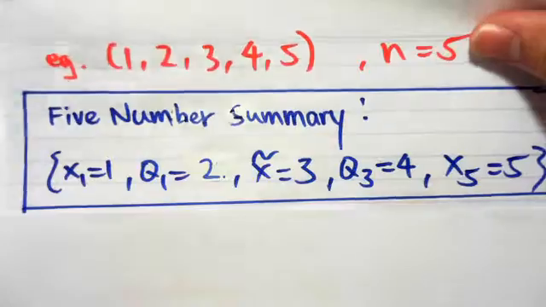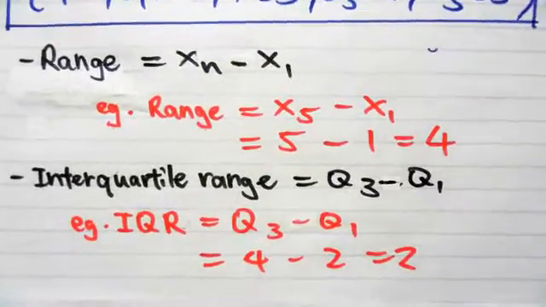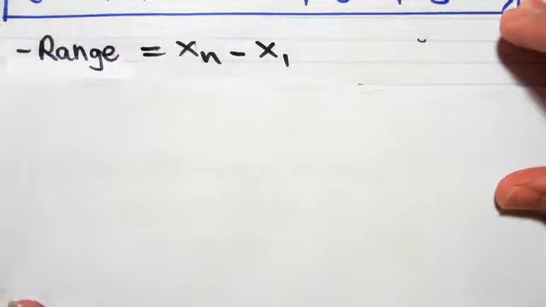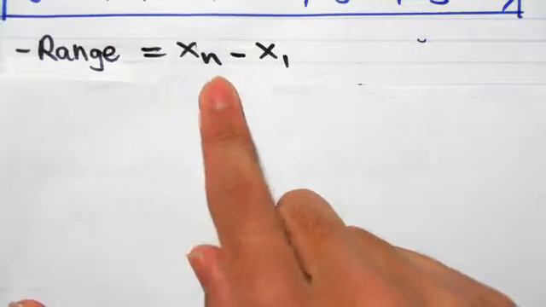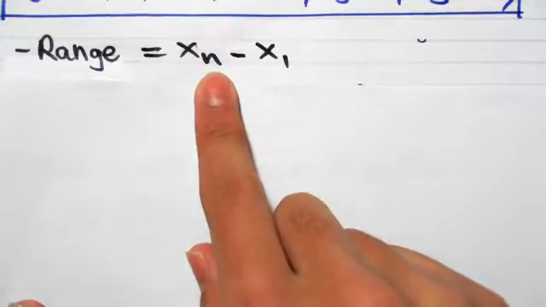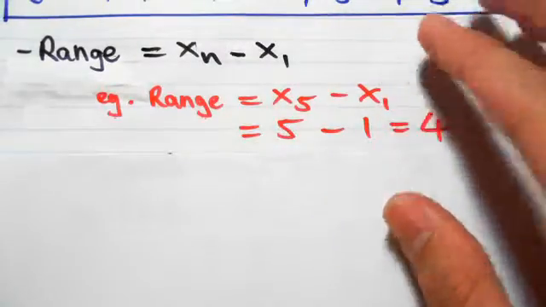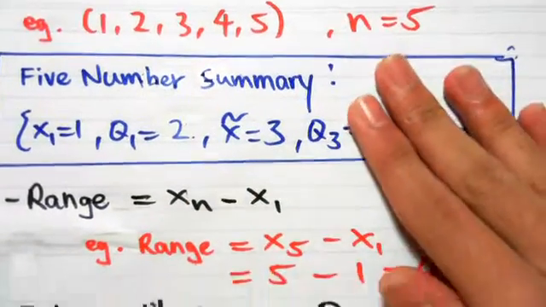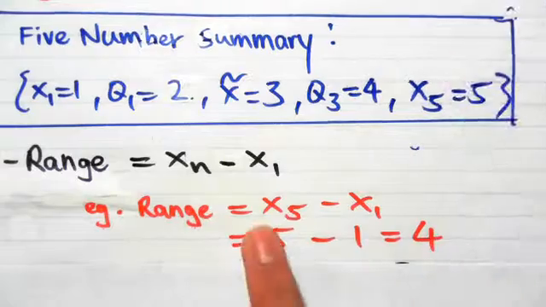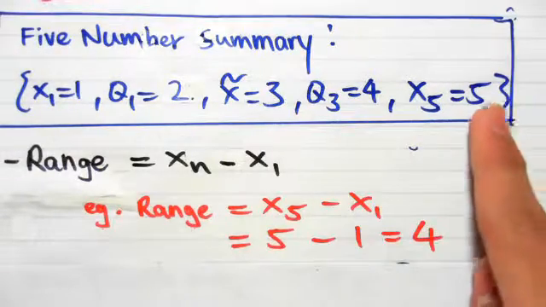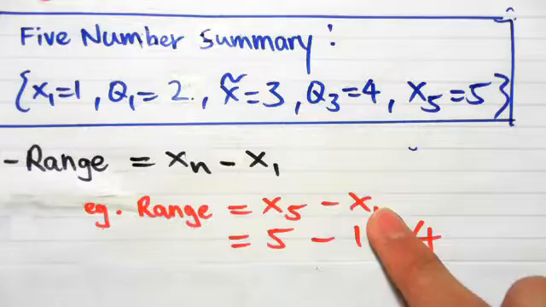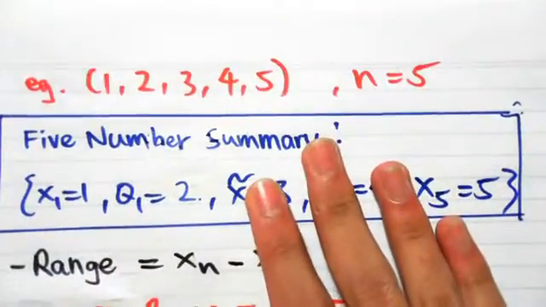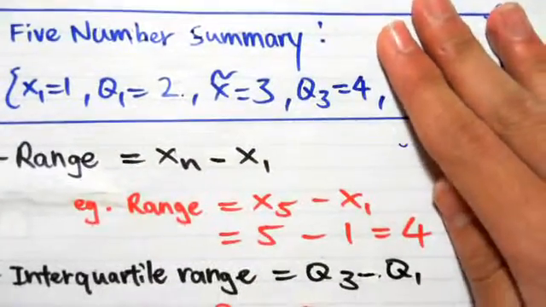There are other numbers that we also have to know, using the five number summary. The first number is called the range, which is determined using this formula here, xn minus x1. Remember, n is our sample size. Back to our example of 1, 2, 3, 4, 5, sample size being 5, our range would be x5 minus x1. x5 is 5 and x1 is 1, so 5 minus 1 is 4. Therefore, the range of this set is just 4.